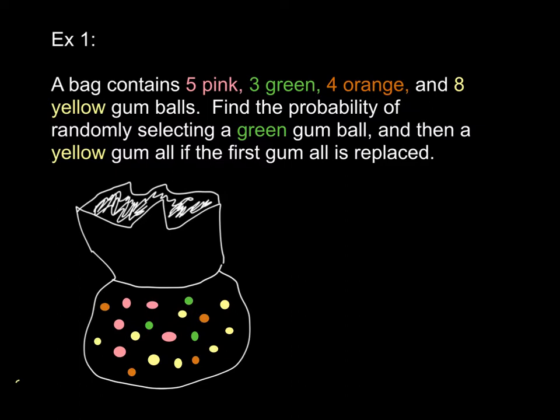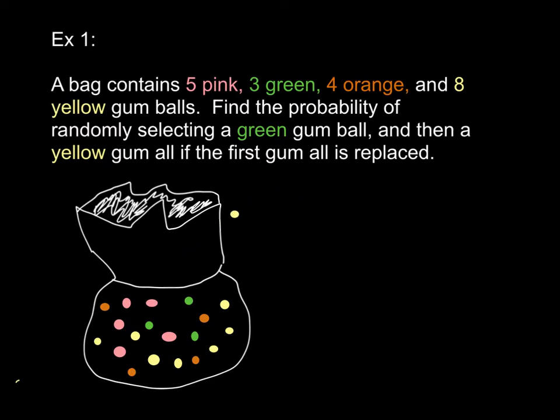Let's look at an example. In this first example, we have a bag that contains 5 pink, 3 green, 4 orange, and 8 yellow gumballs. We need to find the probability of randomly selecting a green gumball and then a yellow gumball if the first gumball is replaced. Here's what we mean by that. So we reach into our bag and we grab a gumball, and we pull it out of the bag. And before we pick another gumball, we put that one back and select some other one at random.